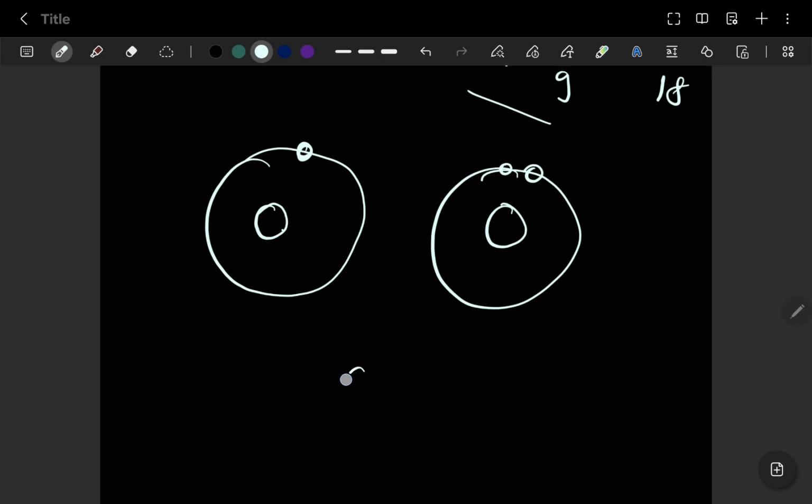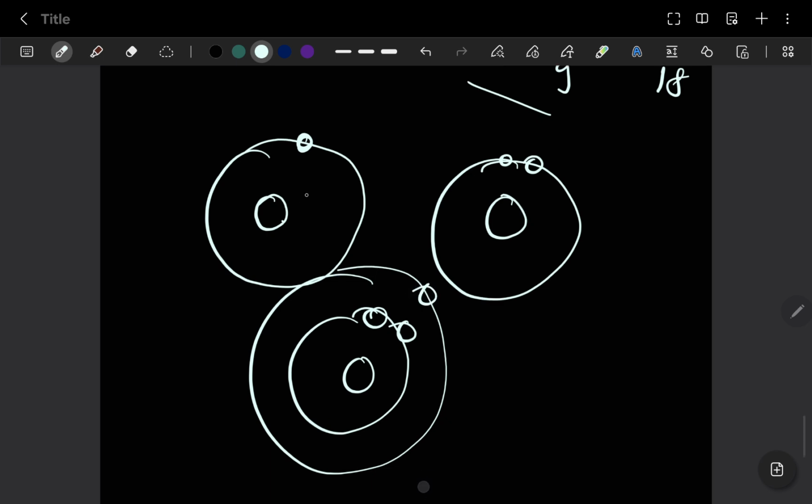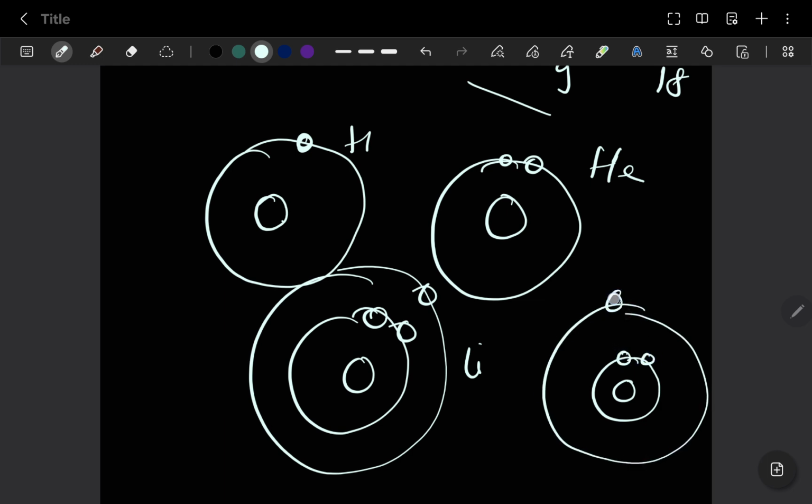Then if I say lithium, 2 electrons in the first shell, then the third one is in the second shell. Suppose this was hydrogen, this was helium, this is lithium. Now if I say this is not lithium, this is neon, then in the first shell 2 and in the second shell there will be 8. 1, 2, 3, 4, 5, 6, 7, 8. Clear? Second shell is 8, third shell is 18. Clear? Anyways, so these are simple things.